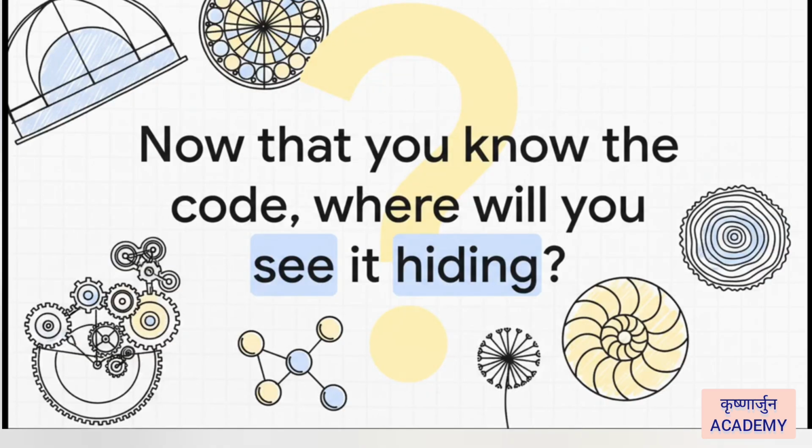So now that you know the code, where are you going to see it hiding in plain sight? The next time you look at a bike wheel, a pizza, or even the moon, remember, it's not just a simple shape. It's this incredible system of beautiful hidden rules. Look for them out there in the world, in art, in architecture, in nature. Because now you know the secret. The code is everywhere.